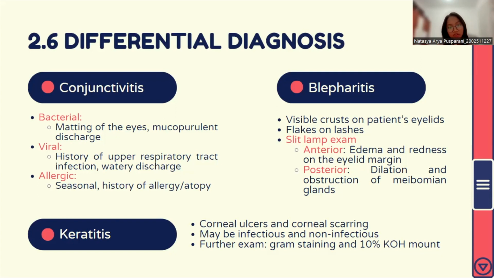In anterior blepharitis, it would show edema and redness on the margin of the eyelid, whereas in posterior blepharitis, it shows dilation and obstruction of meibomian glands.